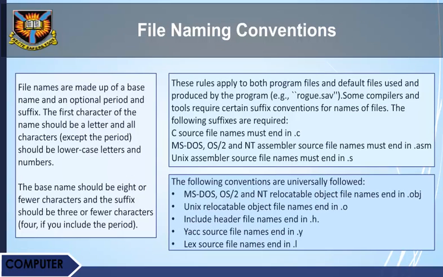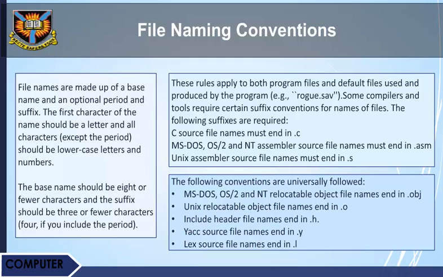File naming conventions. File names are made up of a base name and an optional period and suffix. The first character of the name should be a letter, and all characters except the period should be lowercase letters and numbers. The base name should be 8 or fewer characters, and the suffix should be 3 or fewer characters, 4 if you include the period. These rules apply to both program files and default files used and produced by the program, e.g., rogue, serve.